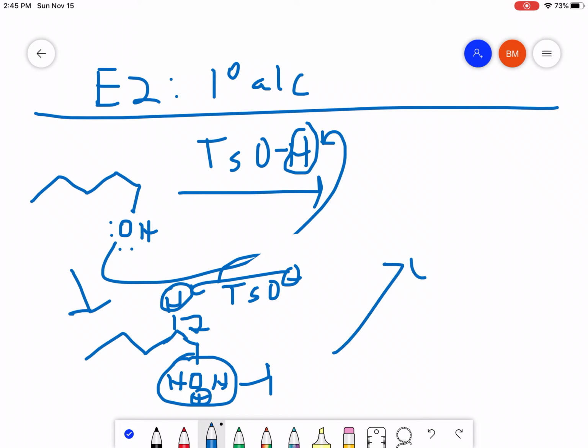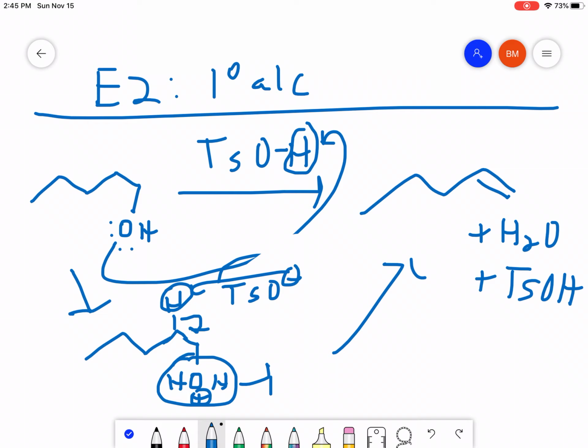And that means you get this alkene, and that's the only alkene that you get. You get water as a byproduct. You end up regenerating your TsOH, so that basically means it's going to be acting as a catalyst in this reaction. Okay?